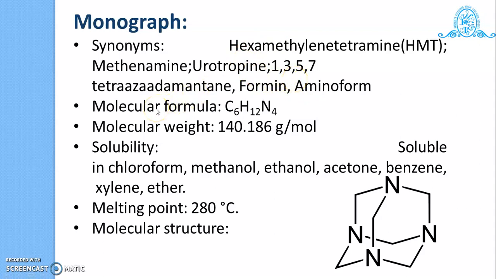The molecular formula of hexamine is C6H12N4. Molecular weight of hexamine is 140.186 gram per mole. Hexamine is soluble in chloroform, methanol, ethanol, acetone, benzene, xylene and ether. Melting point of hexamine is 280 degrees Celsius and the molecular structure you can see on screen. This is the structure of hexamine where 4 nitrogen atoms are present.